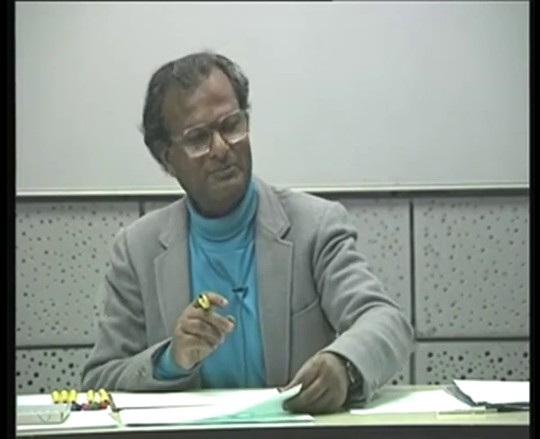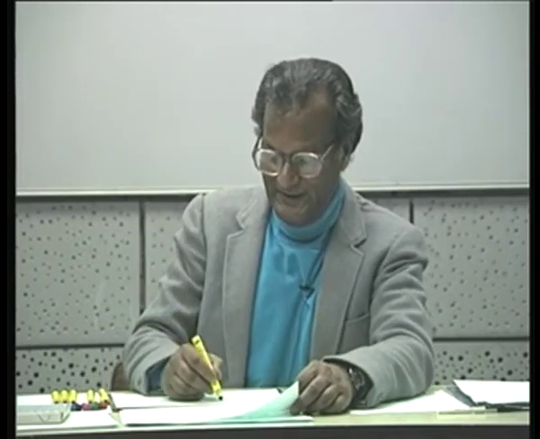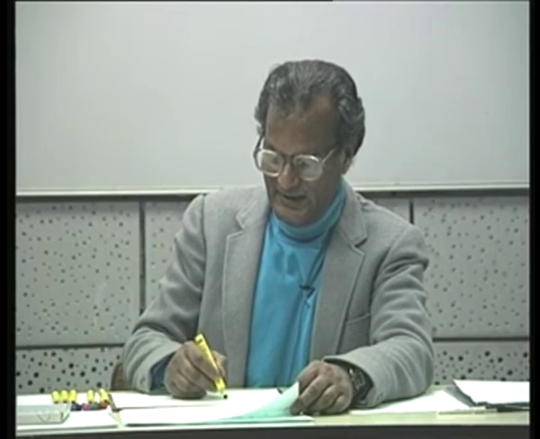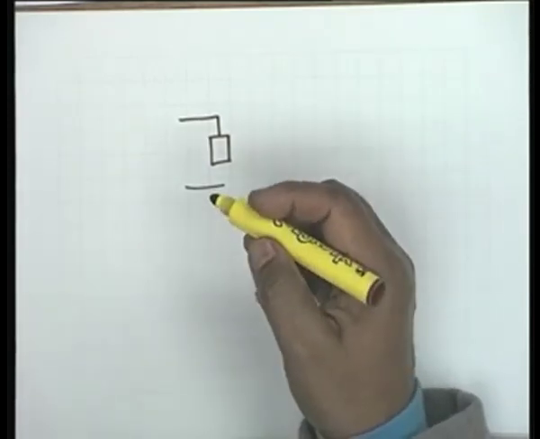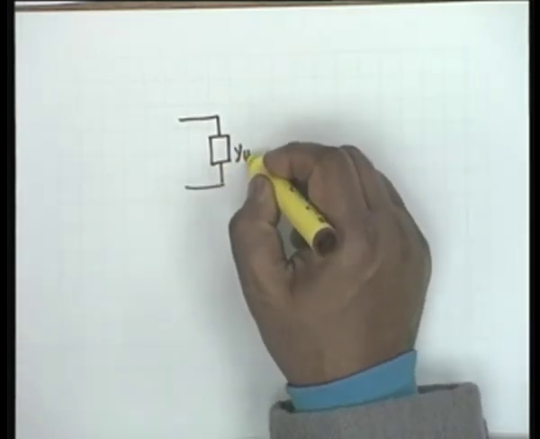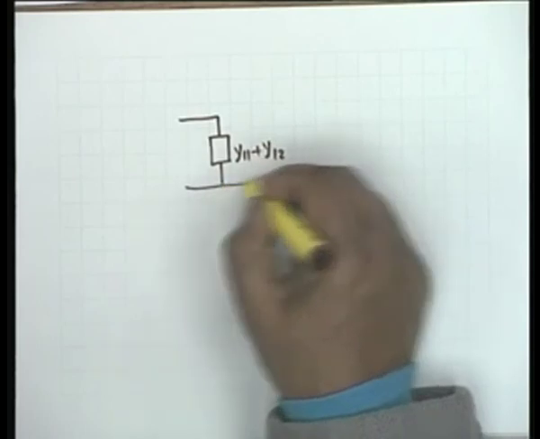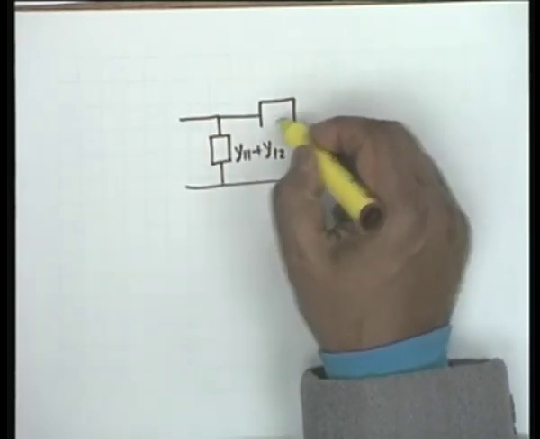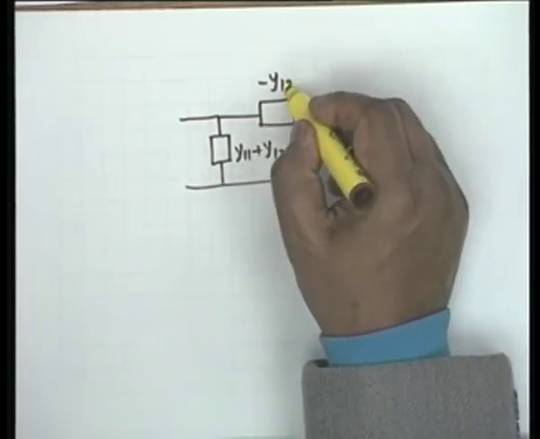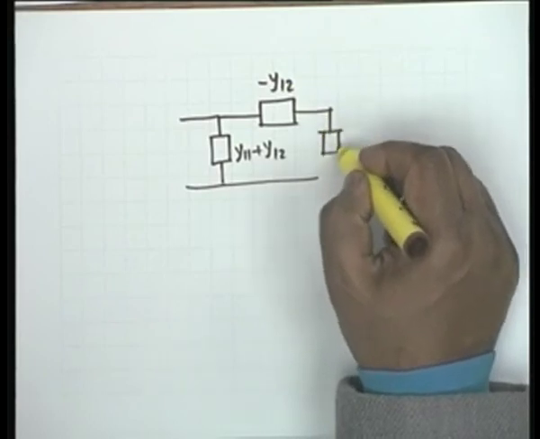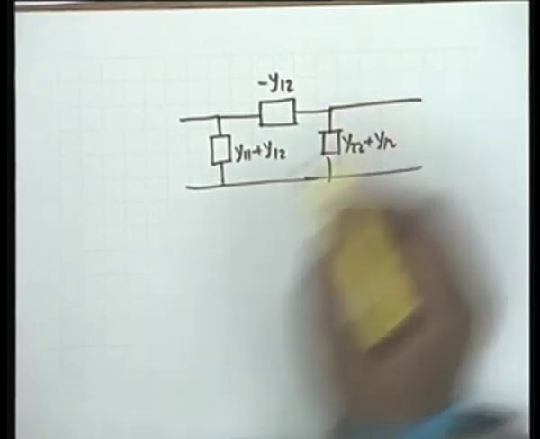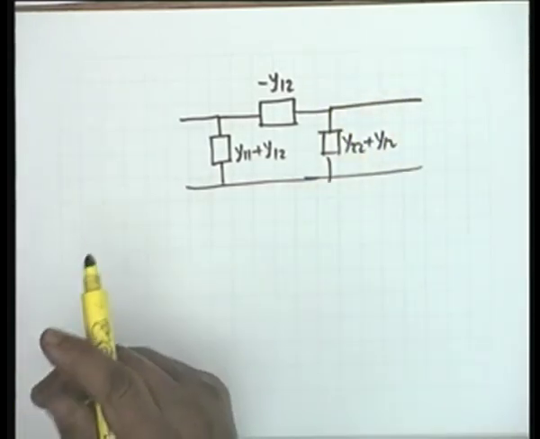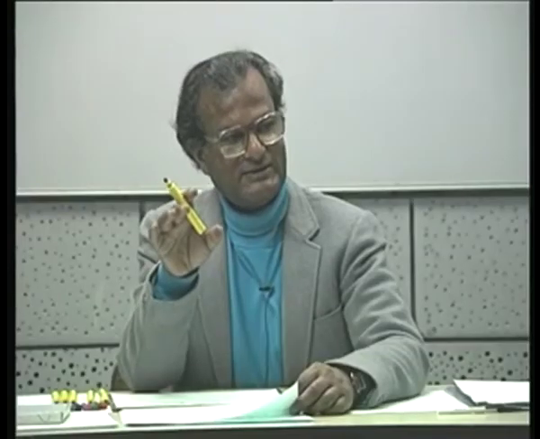Now let me make a formal definition. But before that, what I have derived is that a general 2-port can be represented physically or mathematically by 3 admittances like this: Y11 plus Y12, minus Y12, and this is Y22 plus Y12. Okay, this is what I have shown by referring to a simple example. Now let me make a formal derivation.